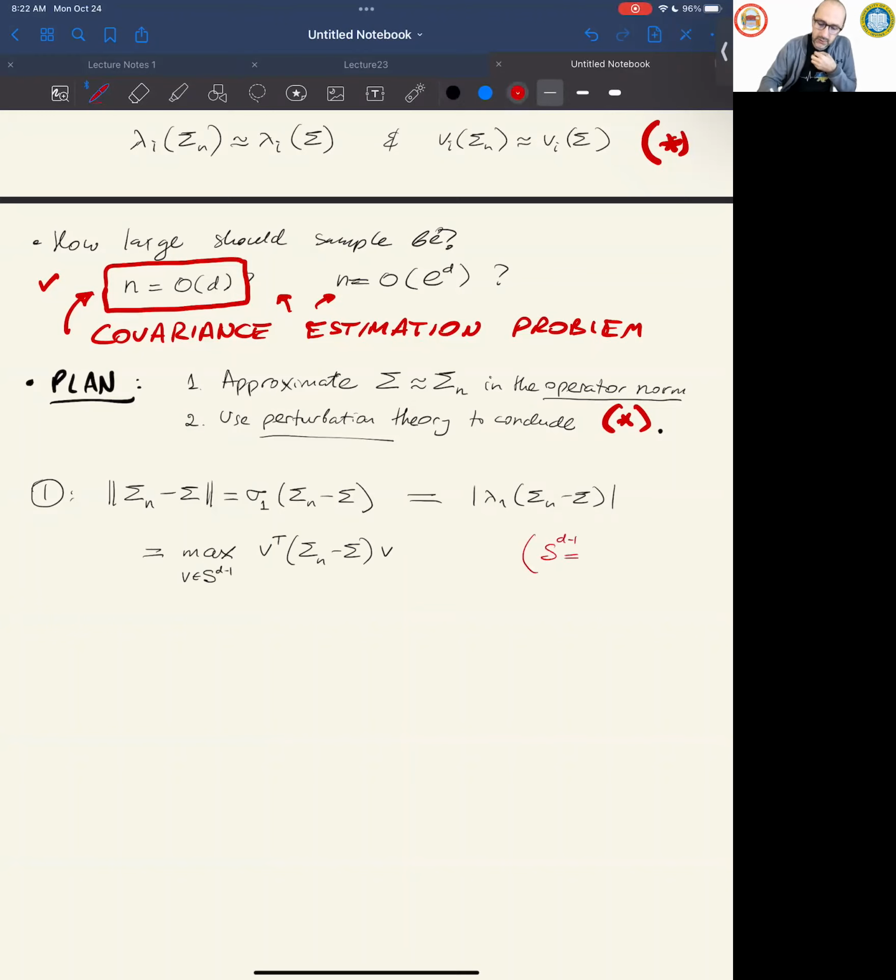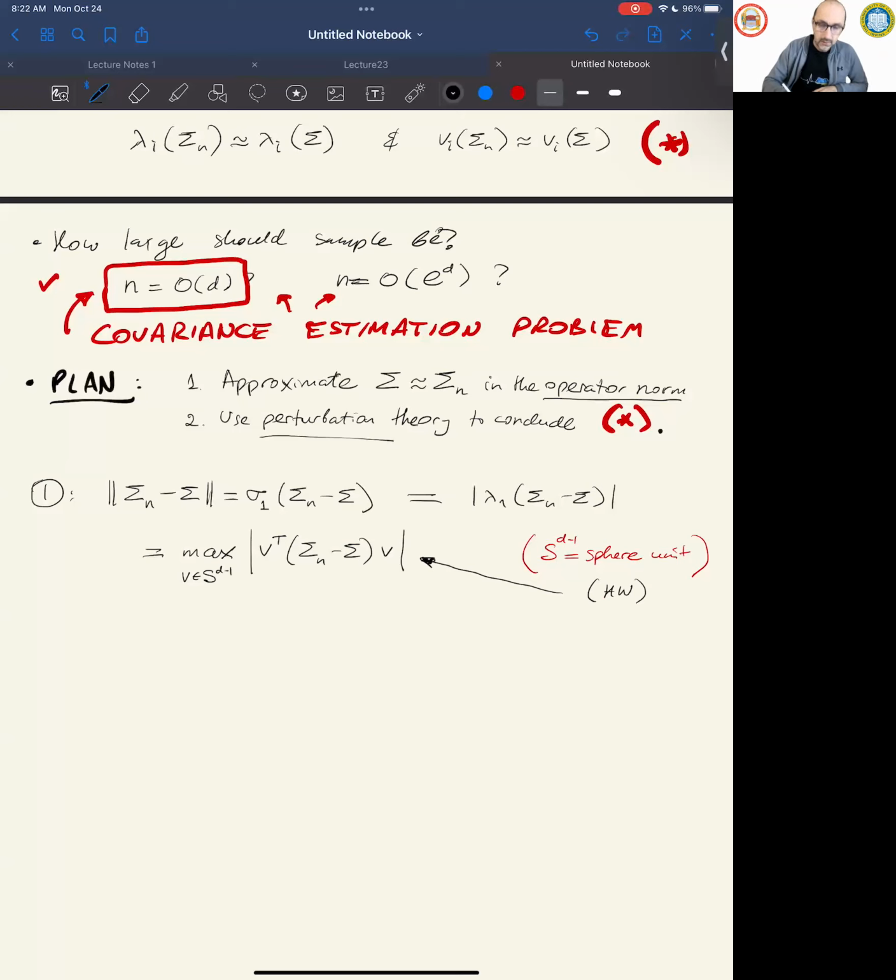S to the d minus 1 denotes the Euclidean sphere, the unit sphere in dimension d, so the set of all unit vectors. I have to include the absolute value around. That's what we did last class or the class before, and we will also do a part of this in the homework. So this is justified by the homework. We do part of the class in the homework. So the point is, the operator norm is computed by maximizing this quadratic form.